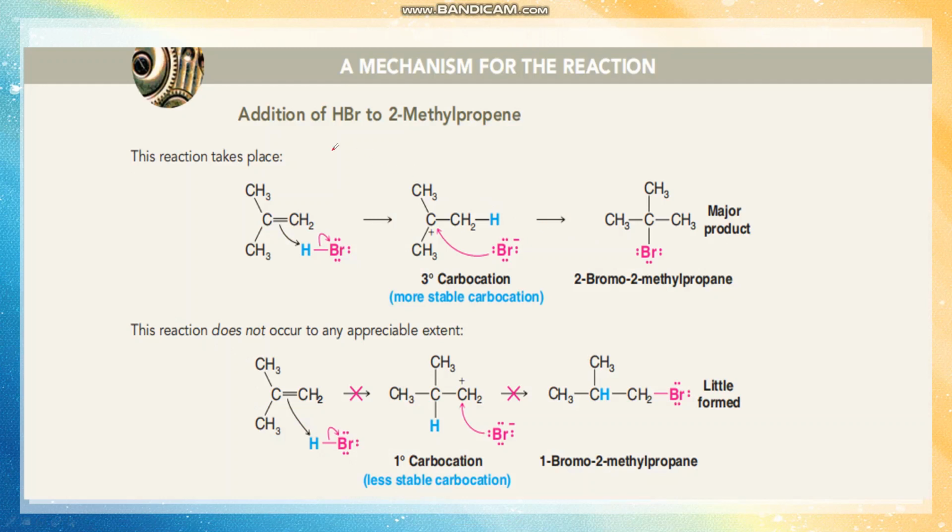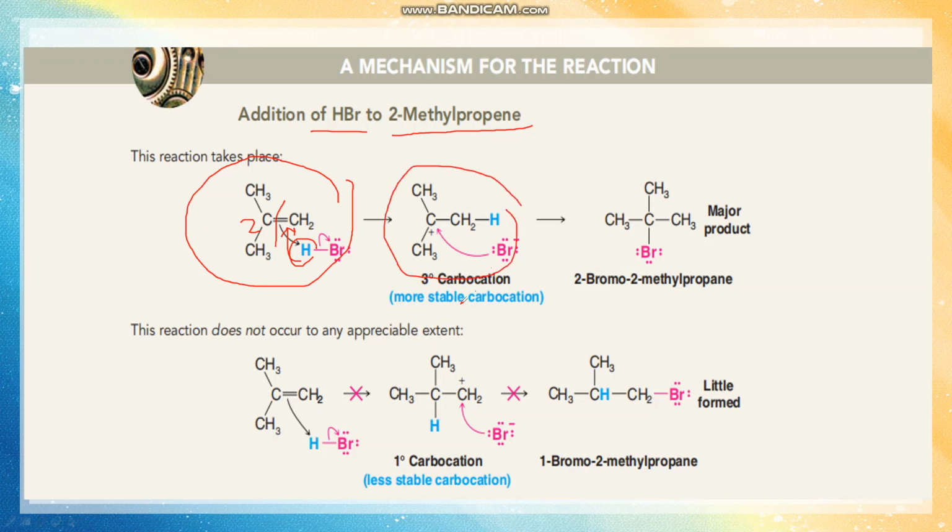Another example is the addition of hydrogen bromide to 2-methylpropene. As you can see here, this is the structure of 2-methylpropene, and this is carbon number 1, this is carbon number 2. Carbon number 1 is attached to 2 hydrogen atoms, whereas carbon number 2 is attached to 2 methyl groups. So as I mentioned before, according to Markovnikov's rule, the hydrogen atom will attach to carbon number 1 since it has the larger number of hydrogen atoms, and then it will form a tertiary carbocation. For your information, a tertiary carbocation is the most stable as compared to a secondary carbocation and a primary carbocation. So the product formed will be 2-bromo-2-methylpropane, and this is the major product.